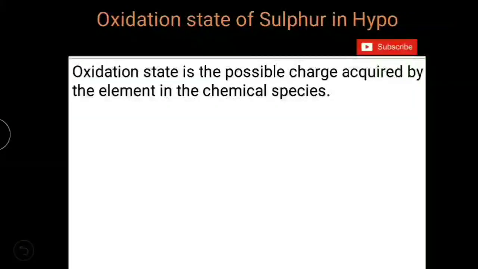Oxidation state is the possible charge acquired by the element in a given chemical species.